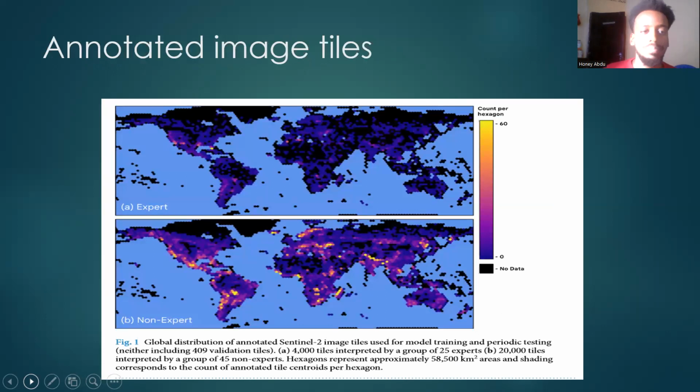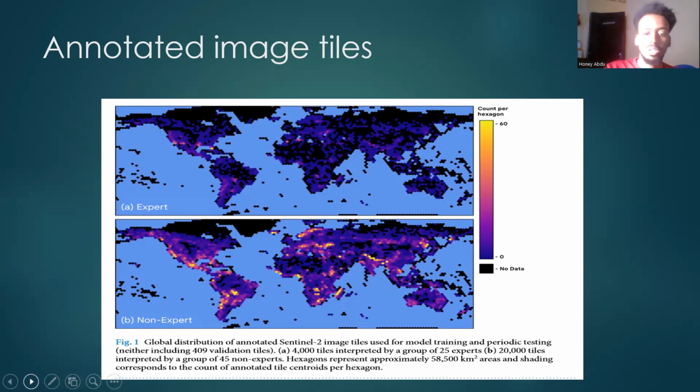Okay. So now this shows you the annotated image tiles of the satellite images. The one above shows the tiles annotated by the experts, and the one below shows the tiles annotated by the non-experts. The experts didn't do much of the work, but the non-experts really did improve the workload. So that's why they're really relevant in this. The experts managed to interpret 4,000 tiles. The non-experts managed to interpret 40,000 tiles.